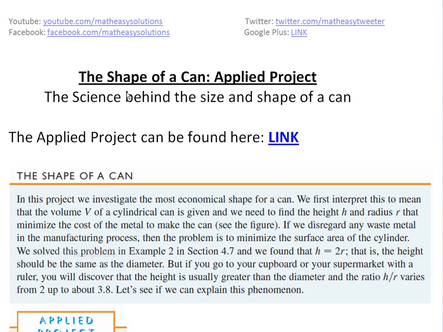Alright, it's time for another math easy solution. We're going to discuss the shape of a can, basically the science behind the size and shape of the cans you buy in a grocery store, like pop cans and whatnot.